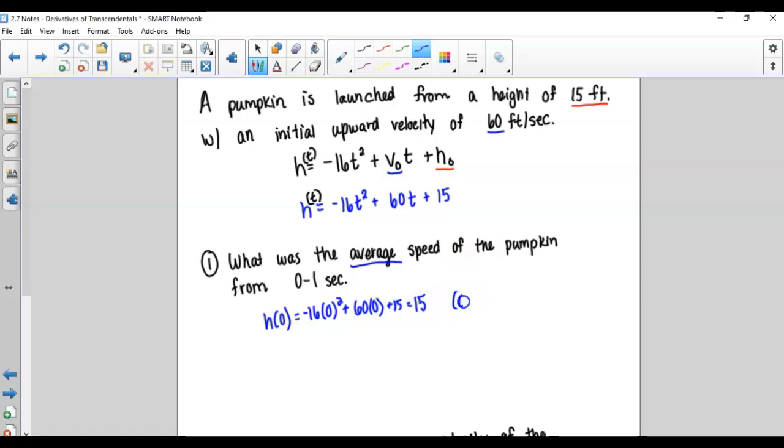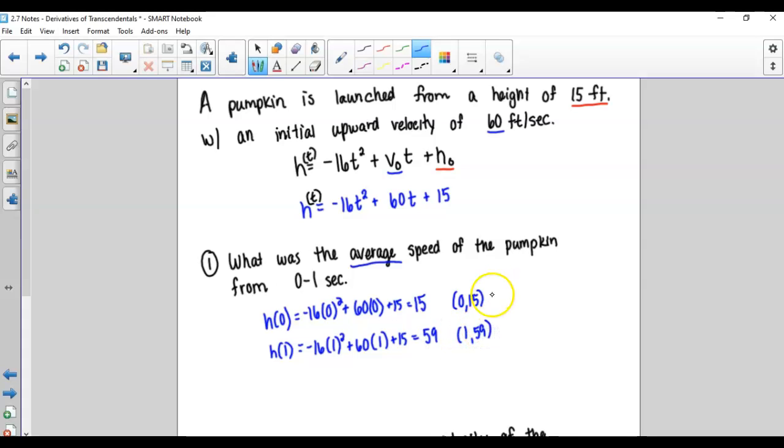So I have the point (0, 15). And then if I plug in 1, if I have h of 1, I would have negative 16 times 1 squared plus 60 times 1 plus 15. Whenever I do that, I'm going to have negative 16 and positive 15 is going to be negative 1, plus 60. I'll get 59 here. So I've got the point (1, 59).